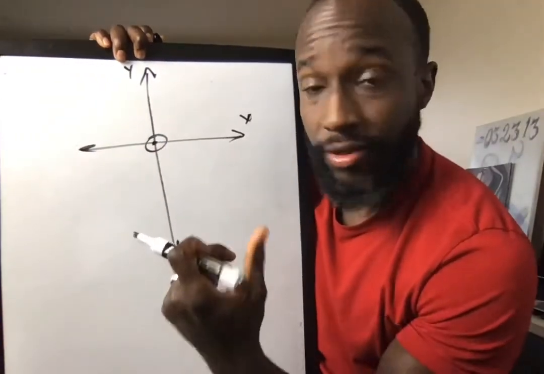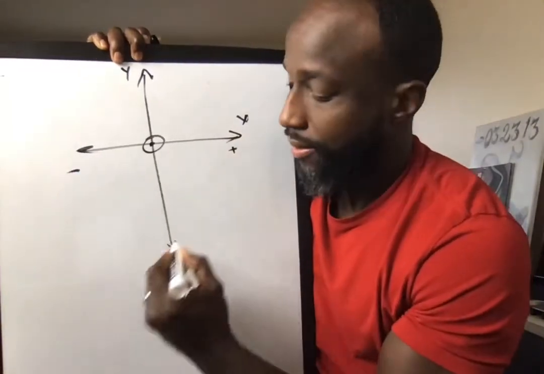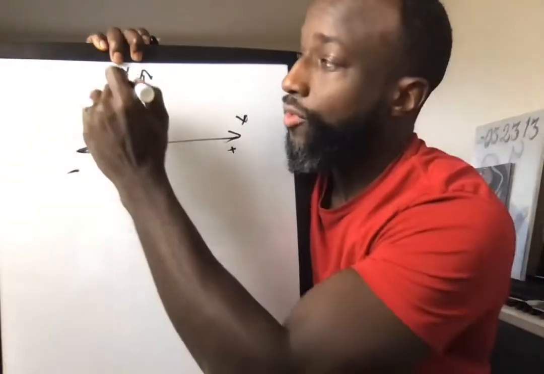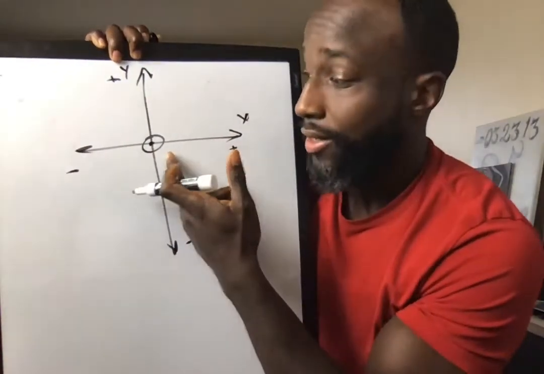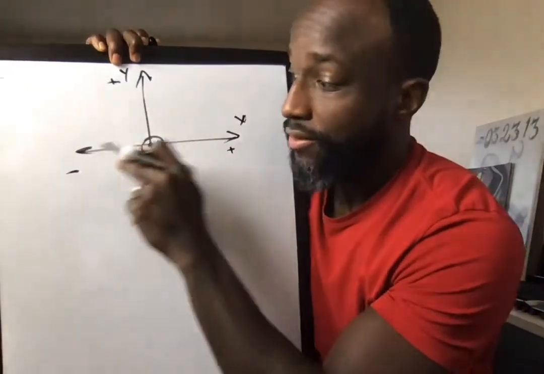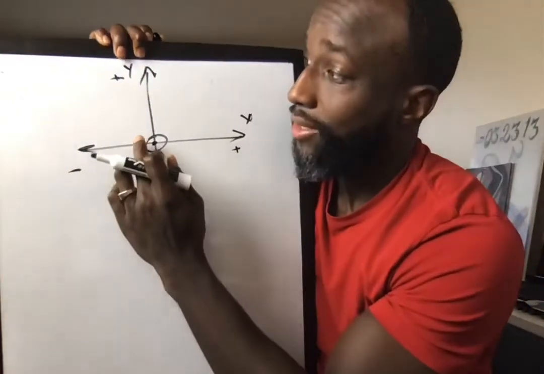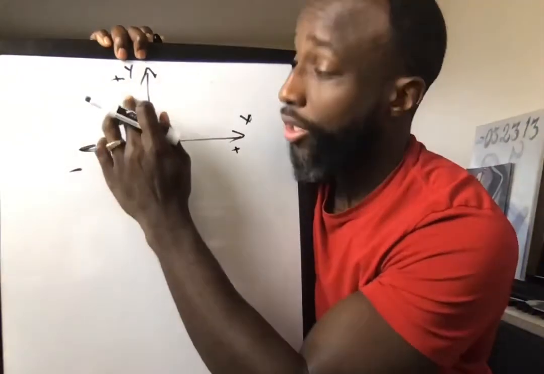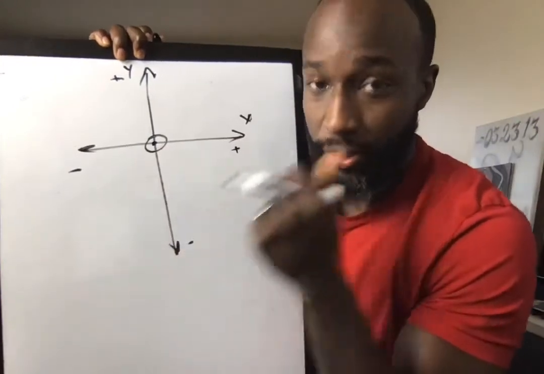In a number line, you have a positive side and a negative side. For the x-axis, the positive side is on the right side of the origin, and the negative side is on the left side of the origin. For your y-axis, the positive portion is north of the origin, above the origin, and the negative is below the origin, right?